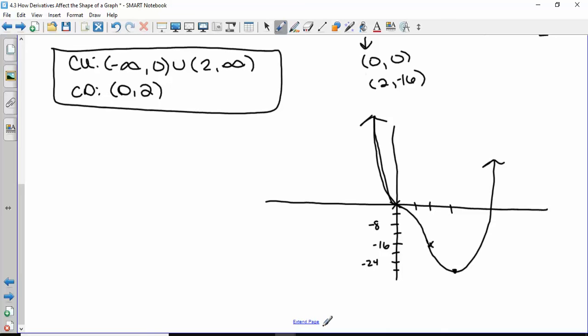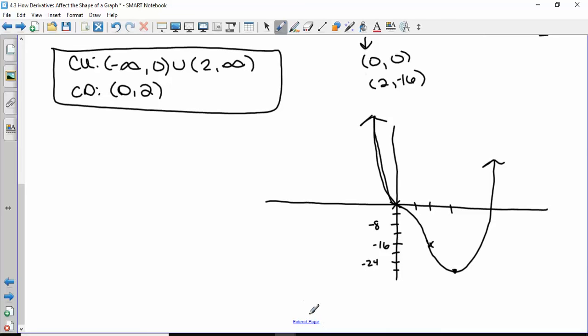Any questions there? I think I'm going to stop here. Tomorrow we're just going to practice more of this. So we've learned everything. Tomorrow we're just going to practice more of the graphing piece.